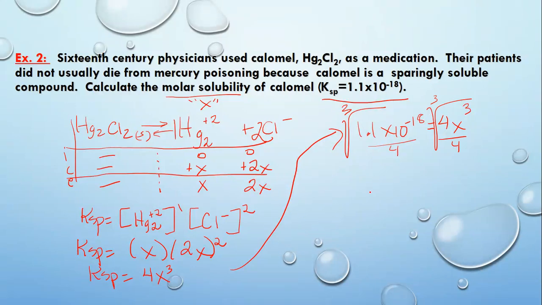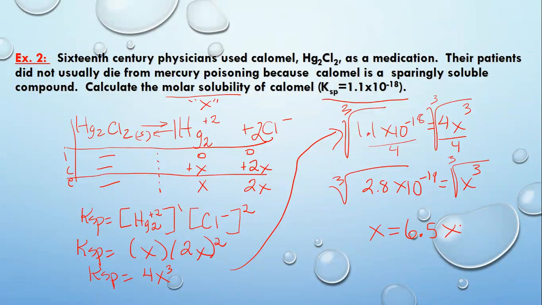So when I divide by 4, I got 2.8 times 10 to the negative 19 equal to x cubed, and then take the cubed root, or raise it to the 1/3 power. And that's going to isolate your x. And remember, if you're looking for solubility, x is in molarity. So 6.5 times 10 to the negative 7. All right. Hopefully you got that right. Any of these you're having trouble with, shoot me a message.